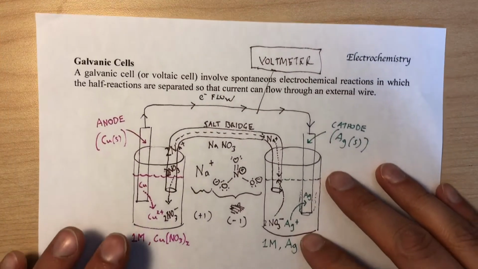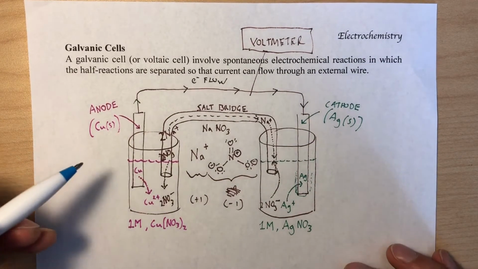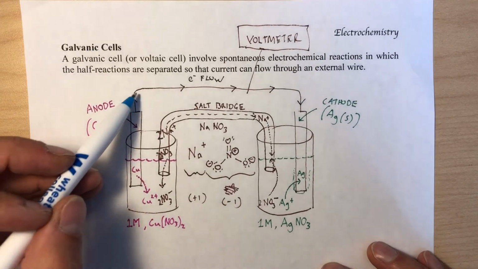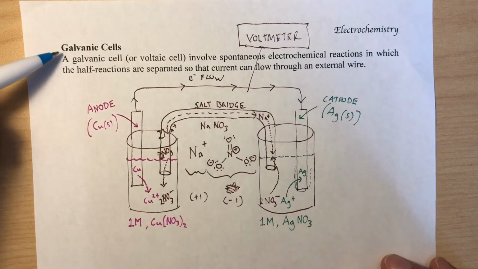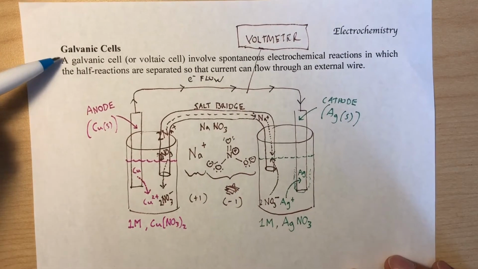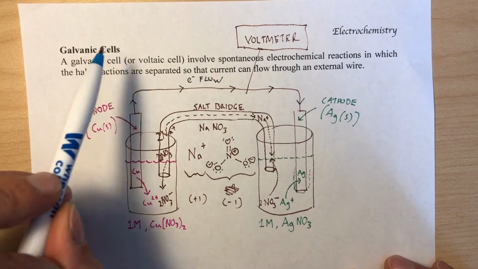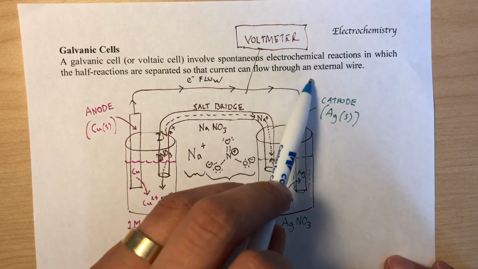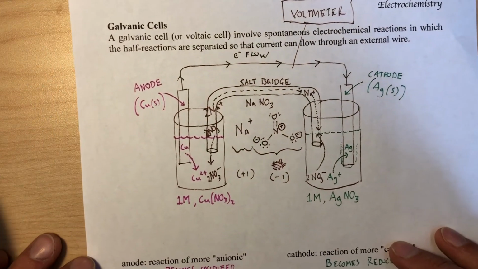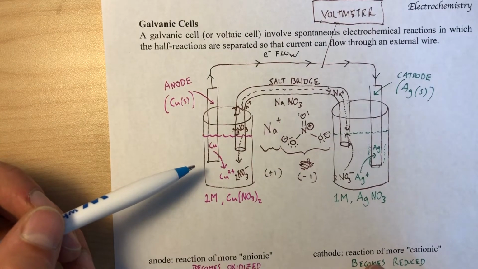In our next topic, we're going to be discussing actual electrochemistry, where redox reactions produce an electric current. So let's take a look at a situation involving a redox reaction that is separated by a wire and a salt bridge, and this is called a galvanic cell, also called a voltaic cell. It involves the spontaneous electrochemical reaction in which the half reactions are separated so that current can flow through an external wire. So what we're going to do is first focus on the anode side of our reaction.